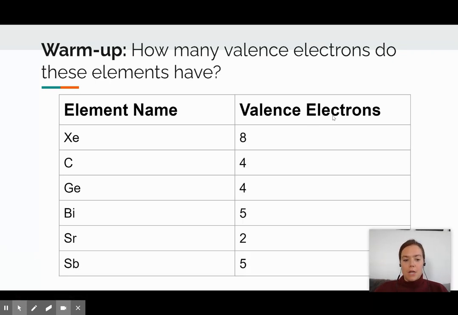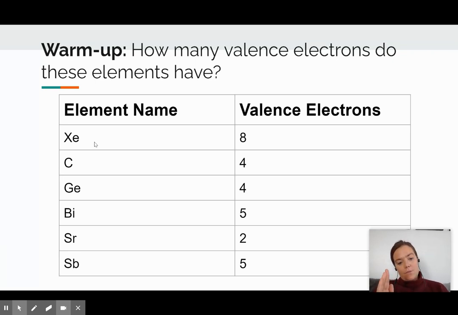Great. So let's check our answers. Xenon is over in the far right column, so it has 8. Carbon is in column 4, so it has 4. Germanium is below it, so it also has 4. Remember, everything in a similar column has the same number of valence electrons.